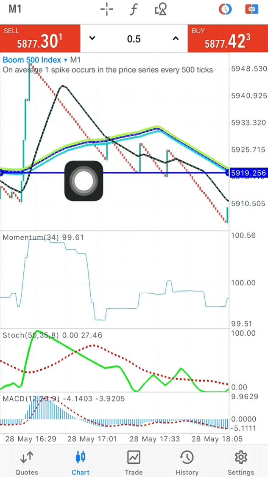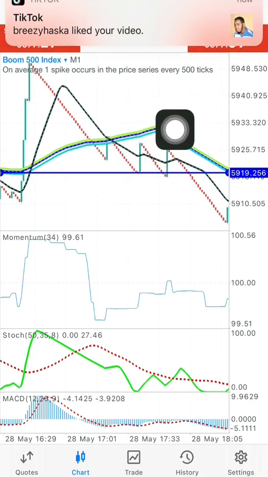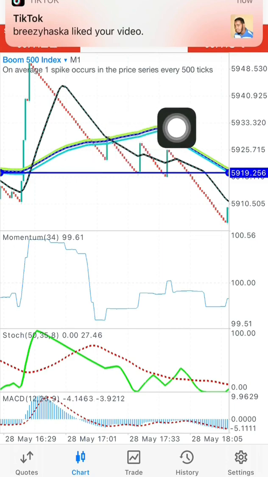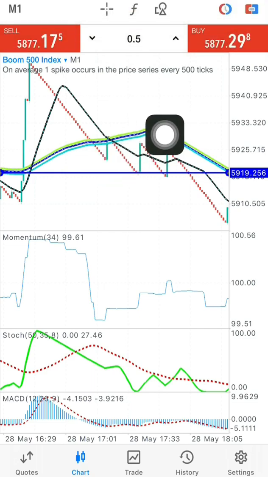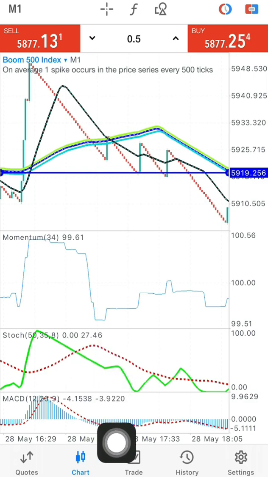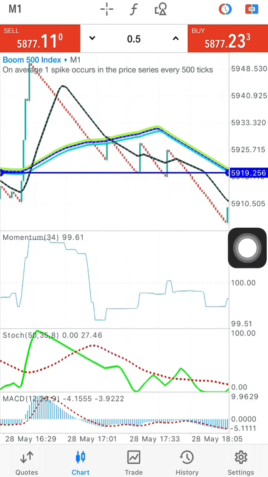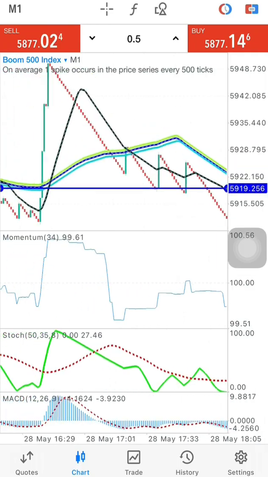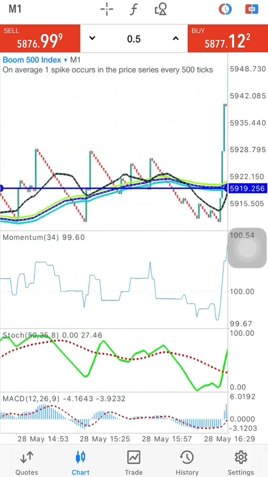You see all these little spikes that happened here. It doesn't happen in crash 1000 and boom 1000, but in boom 500 and crash 500, we witness it a lot. But if it happens, the market still goes down. All the moving averages are above, momentum is below 100, the stochastic oscillator shows the crossover, the MACD faces down, the market still sells. So with the little spikes that happened, the market still goes down.